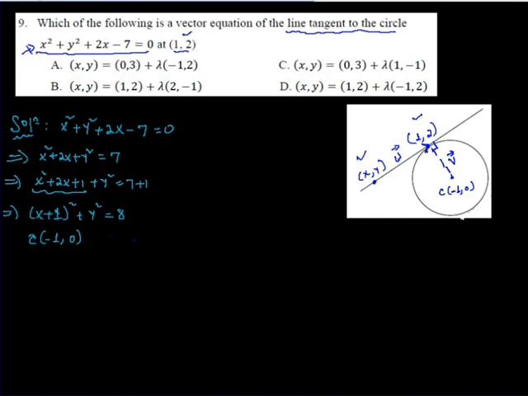So we do have two vectors. One is u. u is a vector with initial point, you can make the initial point at x, y and terminal point at 1, 2.